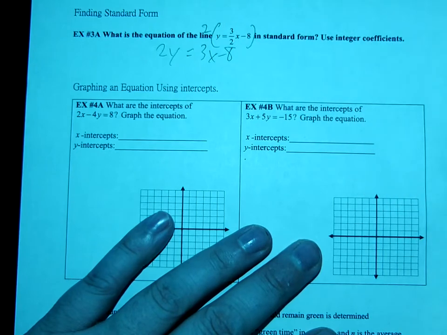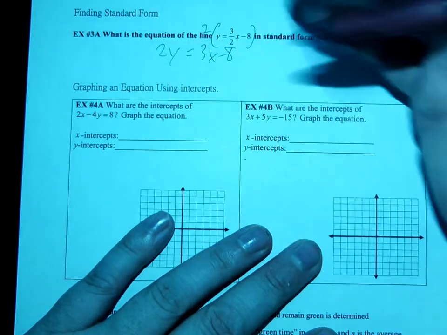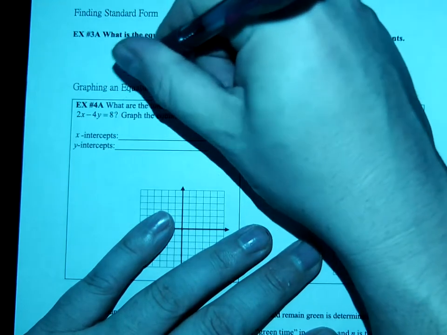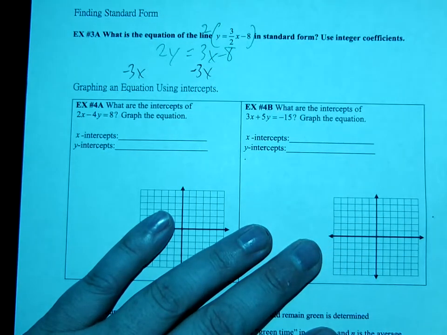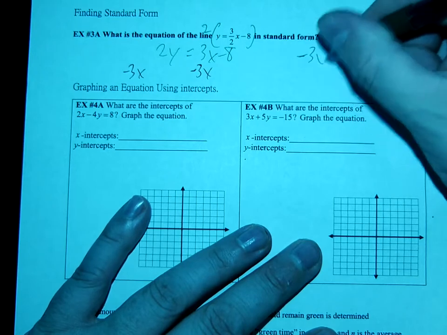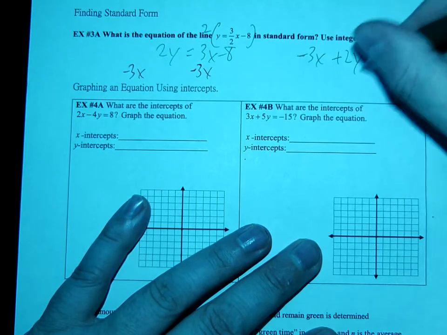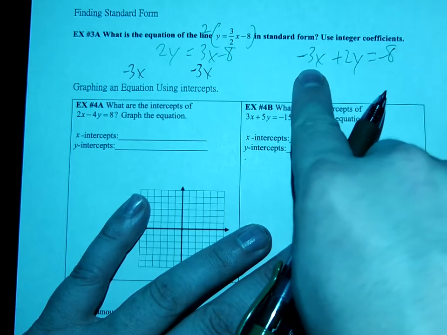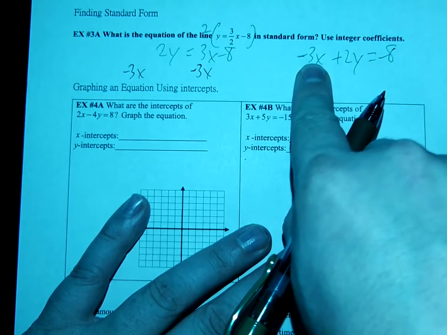The second step for standard form is to move the x over to the y. So take the 3x and put it in front of the y, not behind it. So negative 3x plus 2y equals negative 8. And then the third thing with standard form is the lead coefficient, a, should be positive.